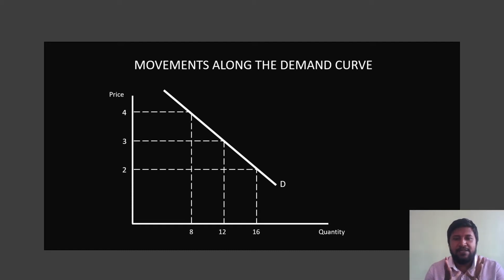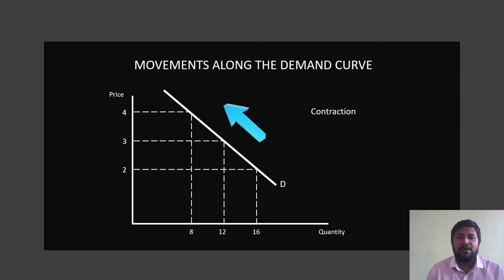And furthermore, when the price increases from 3 to 4, again the quantity demanded falls from 12 to 8. Now, this diagram is illustrating that when there is an increase in the price, it causes a fall in quantity demanded. So this change is called contraction in demand. Once again, when there is an increase in the price, it causes a fall in quantity demanded. This is called contraction in demand.